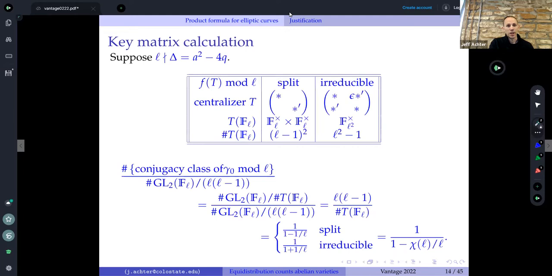Meanwhile, back in Gechler land, here's how the matrices work out. So at a good prime, meaning it doesn't divide the discriminant, F of T either splits or it doesn't. And so the centralizer of some element with this characteristic polynomial either looks like a split torus or a non-split torus. In the case of a split torus, it's isomorphic to G_m cross G_m. And so the group of points on it looks like (Z mod L)^× cross, or two copies of that. Whereas in the irreducible case, it's the group of units in the quadratic extension of F. And then you write down the count, and that's (L minus 1) squared or L squared minus 1, depending on which case you are.